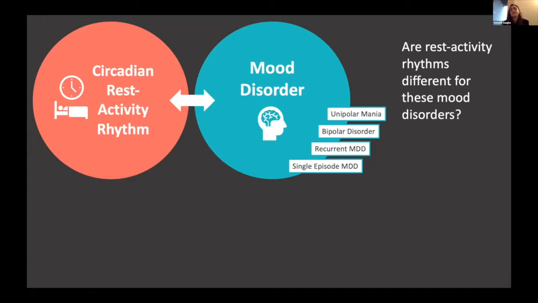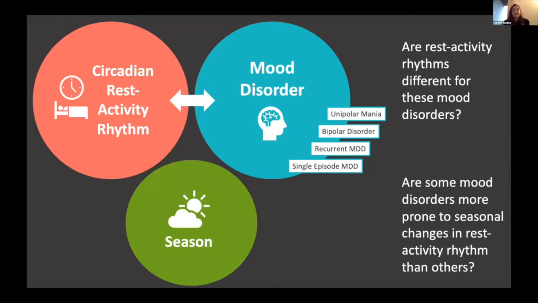So one thing we want to really understand is whether these rest activity rhythms are different for these different mood disorders. And a key part of this might be seasonality. So some aspects of these mood disorders are more prone to seasonality than others. So mania, research has shown that there are spikes in mania in spring, and as you might expect, sometimes spikes in depression in winter as well. So we're keen to understand the relationship there.